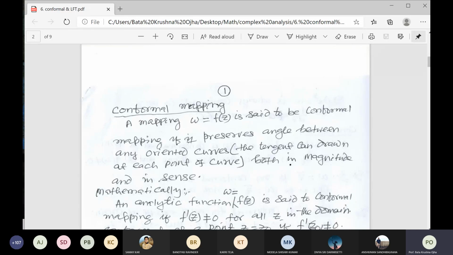I am not giving the proof here. If it is required, I will give the proof. Otherwise, since it is an online class, I am avoiding giving a proof.